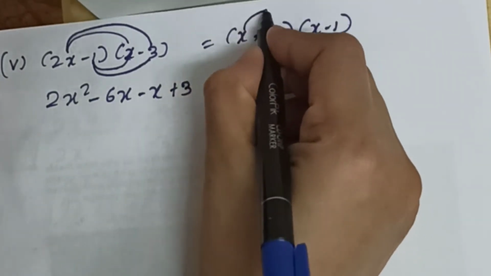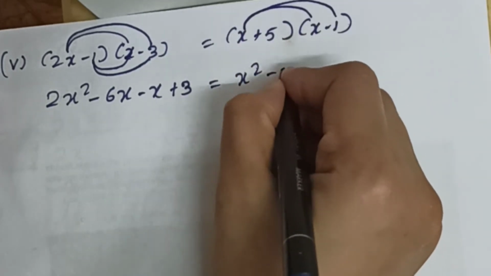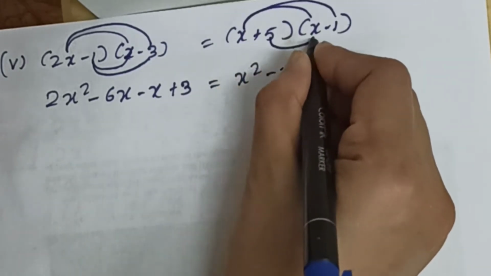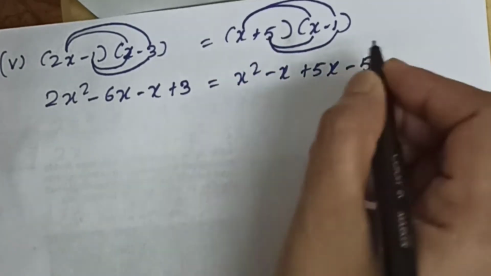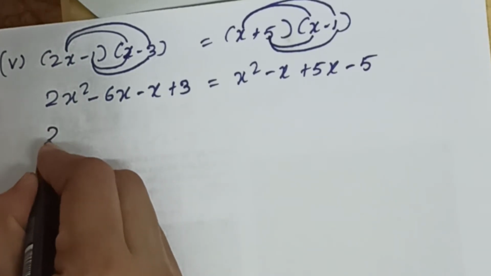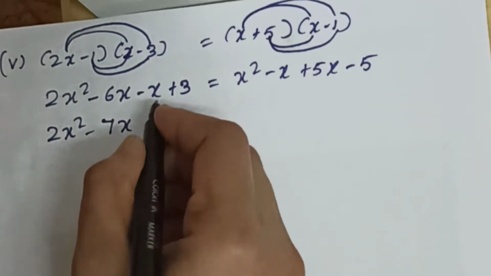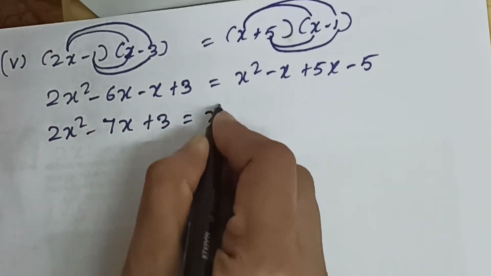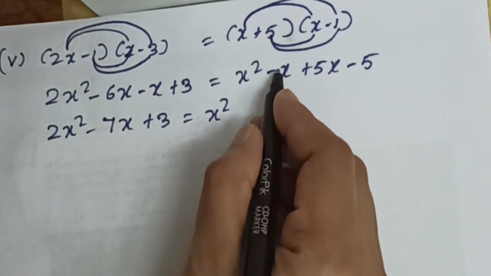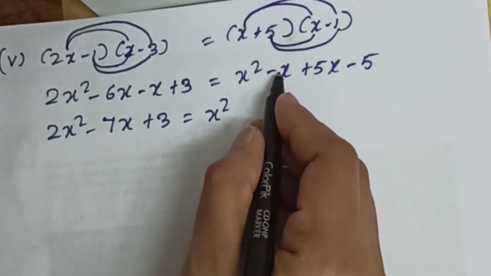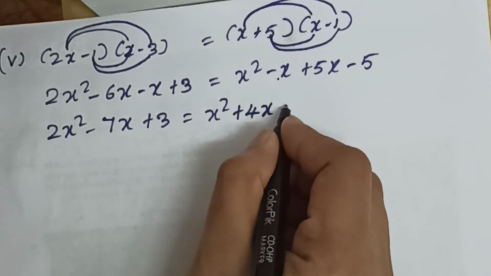Now right hand side. x into x, x square. x into minus 1, minus x. Plus 5 into x, plus 5x. Plus 5 into minus 1, minus 5. Now let us simplify. 2x square minus 6x minus x, so it will become minus 7x, plus 3 equal to x square minus x plus 5x. Minus x means here it is minus 1x, isn't it? Minus 1 plus 5, so it will be plus 4x minus 5.